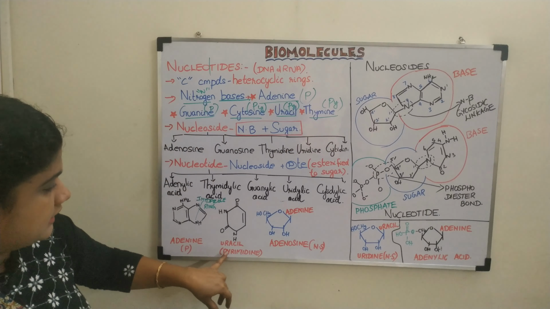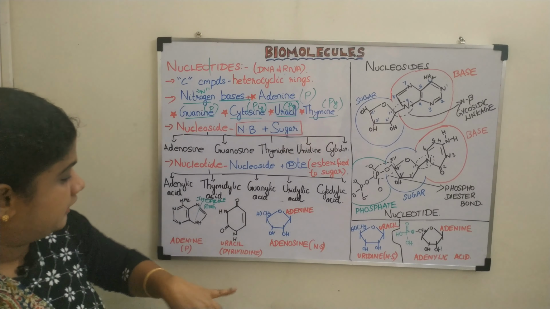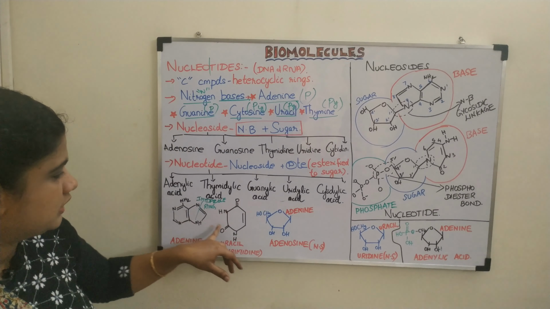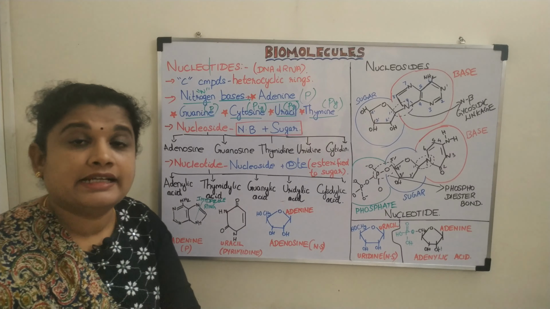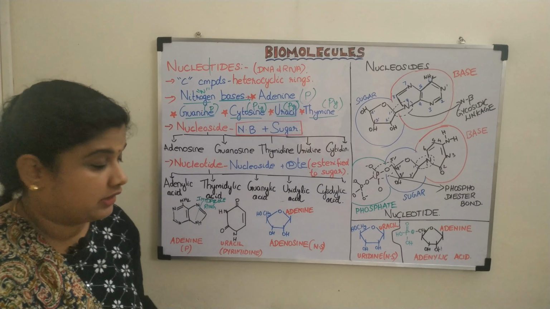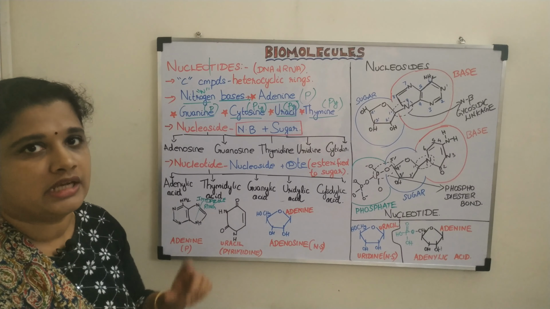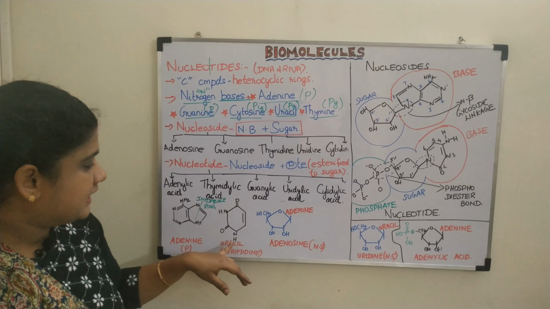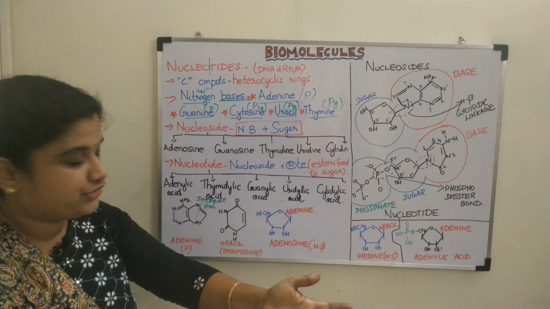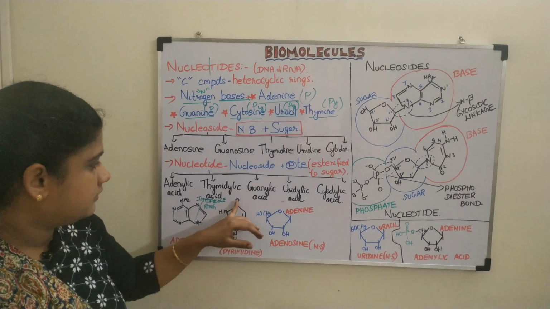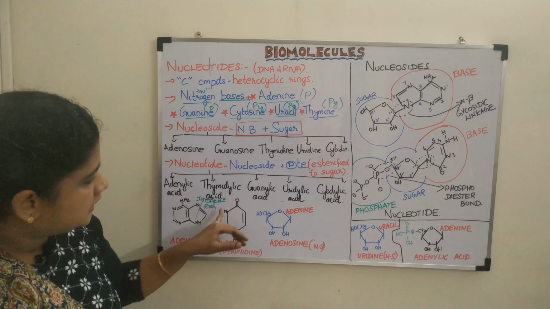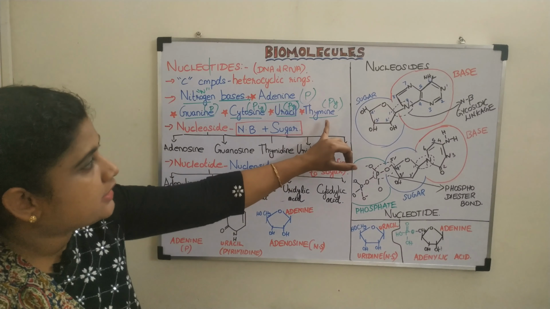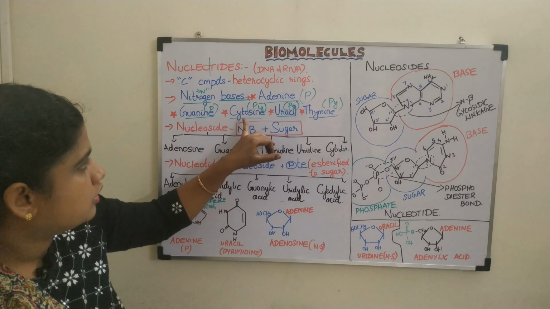Next, uracil. Uracil is a pyrimidine. In a pyrimidine there will be only one ring. It will not contain an imidazole ring. It will lack that imidazole type of ring. That is why we call it a pyrimidine. In uracil you can see the same nitrogen, since it is a nitrogenous base, and an extra oxygen. This is the structure of uracil. Thymine is also a pyrimidine. In the same way, cytosine is also a pyrimidine.